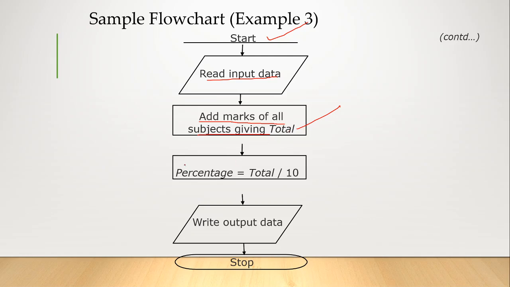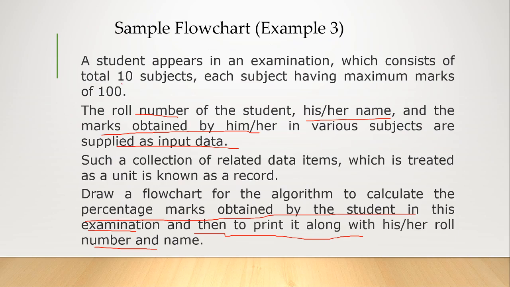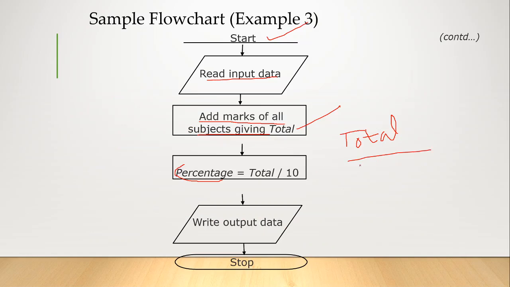The next step is to find the percentage, and to process this, the formula is percentage is equal to total by 10. Why is this the formula? Because we obtained the total as the sum of all marks, divided by the total number of subjects, here 10. Each subject has maximum marks of 100, so 10 into 100 is 1000, multiplied by 100 to find the percentage, and we cut this.